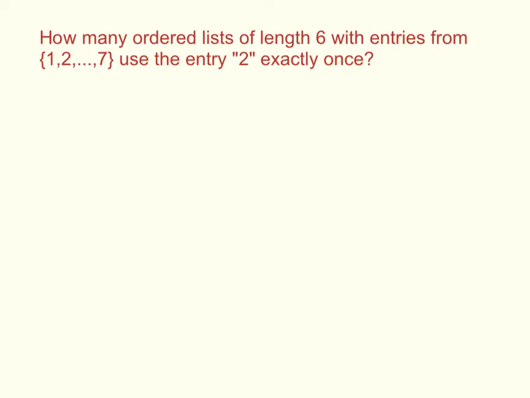So if you want to refer back to that in the section 5.2 notes, you'll see another example similar to this. But the idea is that if we're only allowed to use the entry 2 exactly once, then it's actually easy to build cases. So case 1. It's easy to build cases by thinking about where the 2 is going to go.